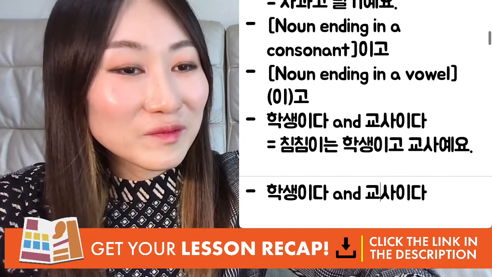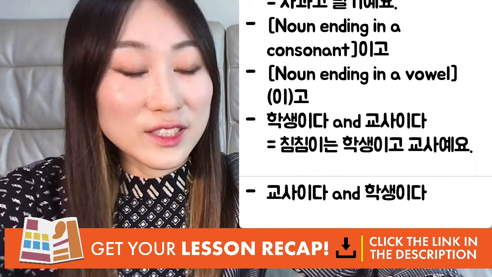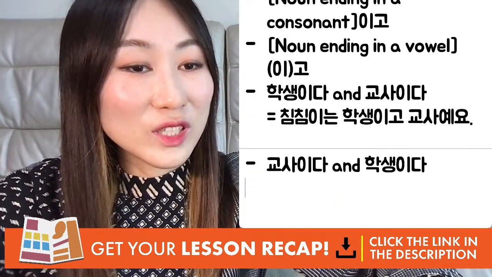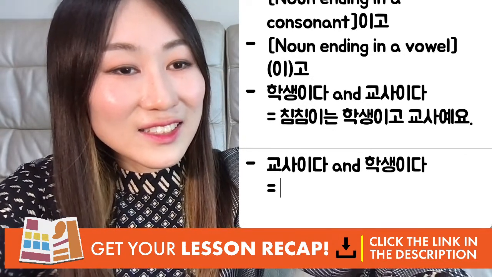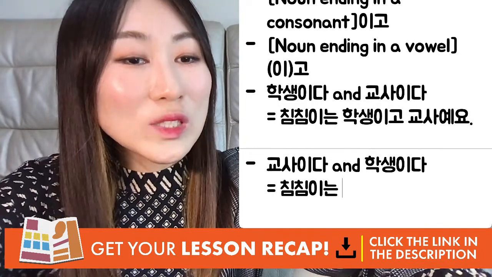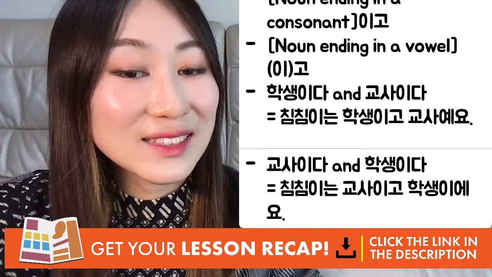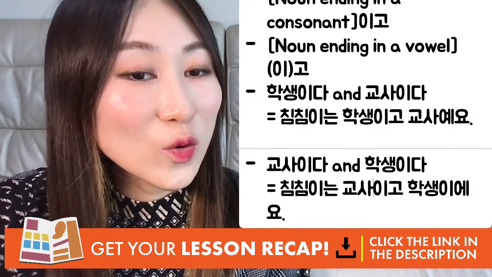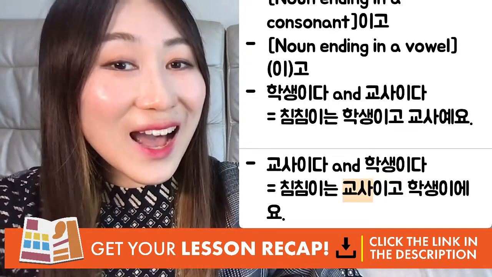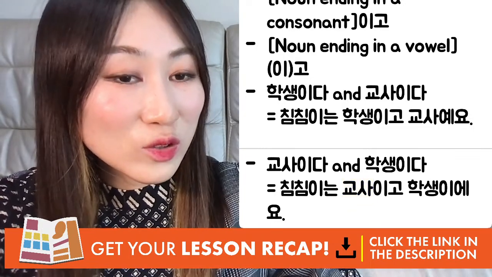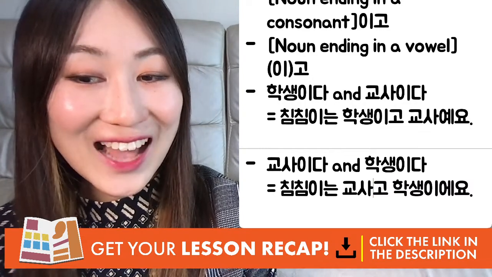And imagine I want to change the word order. 침침 is a teacher and also a student. In that case, you can also say 침침이는 교사이고 학생이에요. This is okay. But since 교사 ended with a vowel sound, I remove 이. 침침이는 교사고 학생이에요.